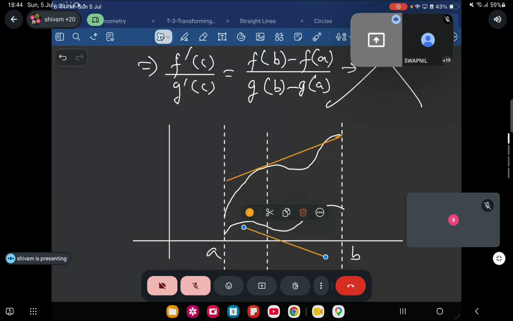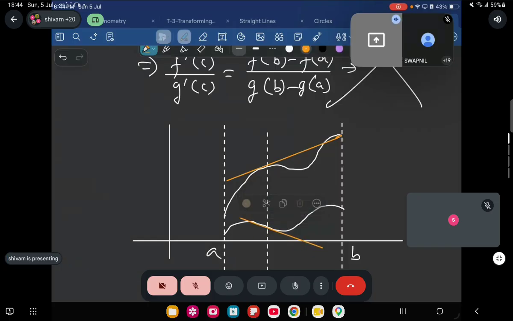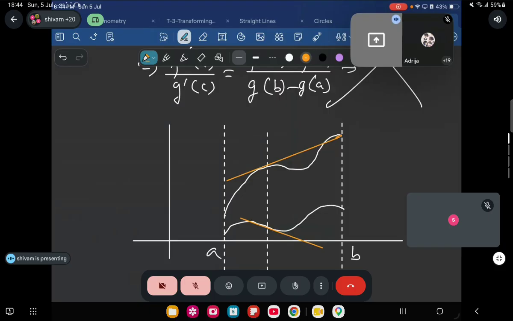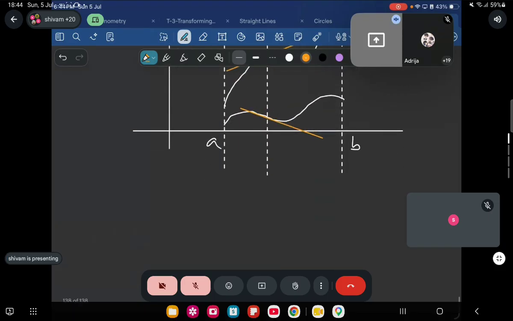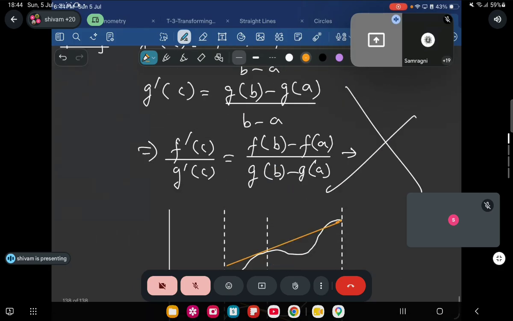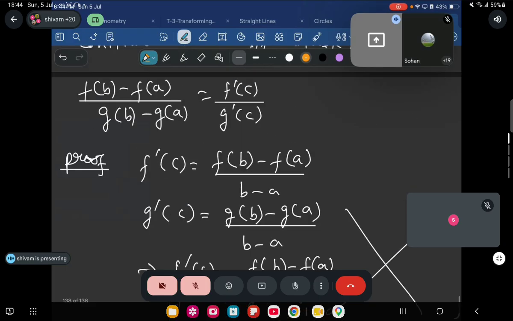Adrija, Agniva, Aisha, are people getting it? Arjo, is it clear? Socrates, Samragni, Shubhangi, Sohan, is it clear? Okay, so this is the wrong proof, everyone.